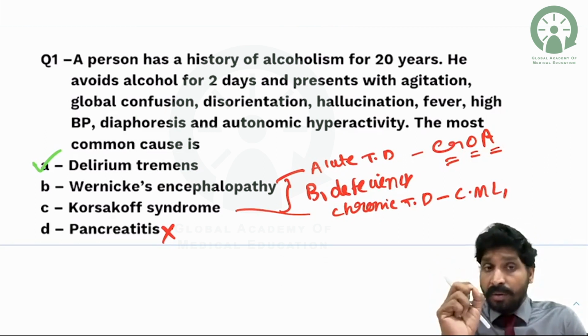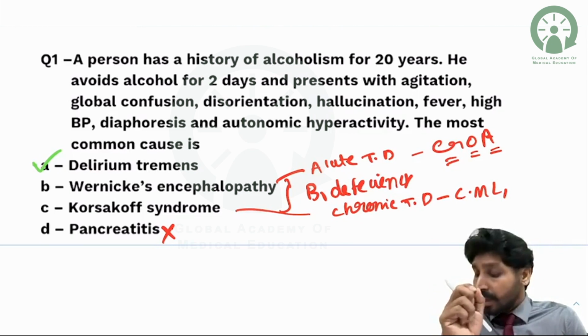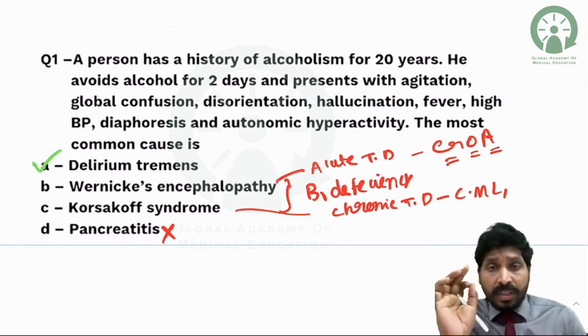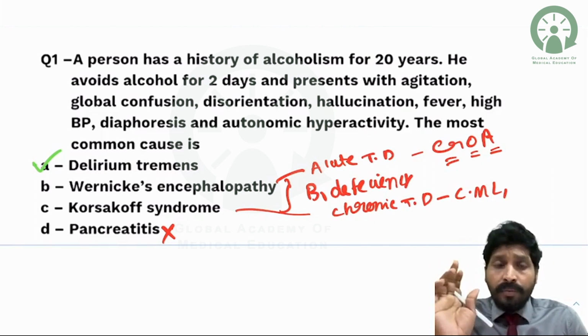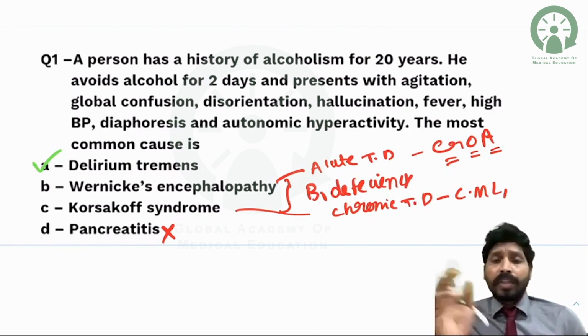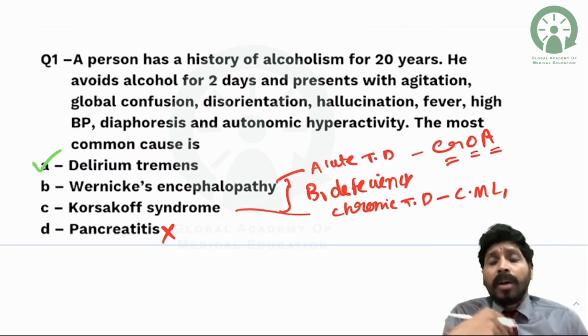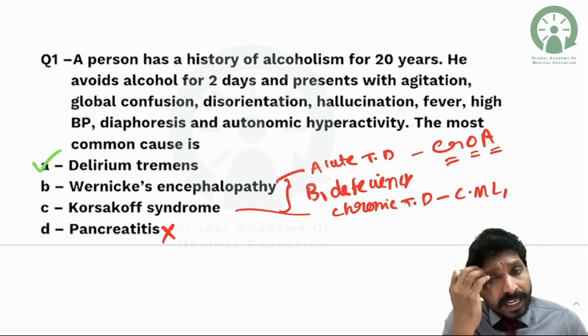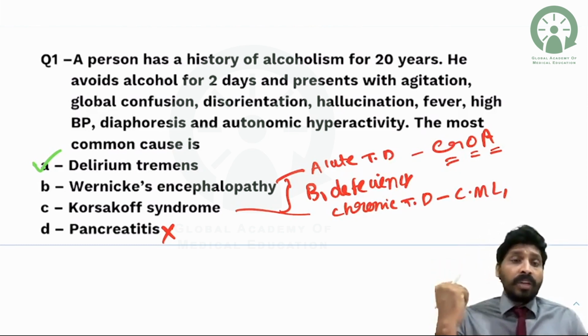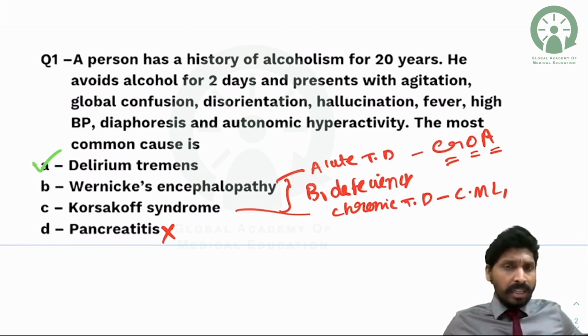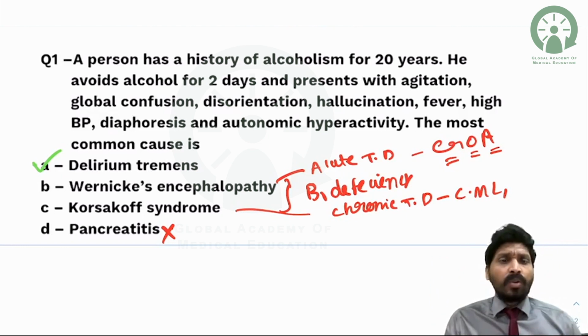The main thing to remember: in alcohol withdrawal syndrome, you have hallucinations and autonomic hyperactivity, which you cannot see in Wernicke encephalopathy and Korsakoff syndrome. Their characteristic features are different. Global confusion is also there in Wernicke encephalopathy, ophthalmoplegia is there, and then ataxia you can see. Whereas in Korsakoff syndrome, complete memory loss is there, amnesia, and confabulations, fabricating lies and stories. There is no autonomic hyperactivity in Korsakoff as well as Wernicke encephalopathy, and no increase in BP as well.